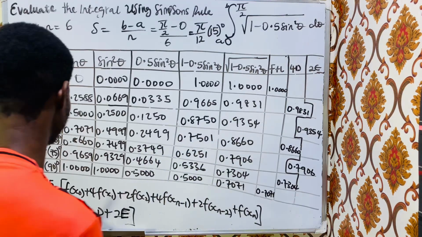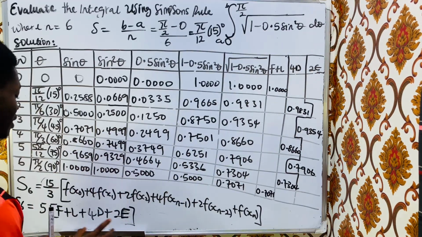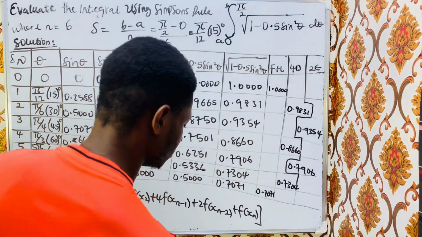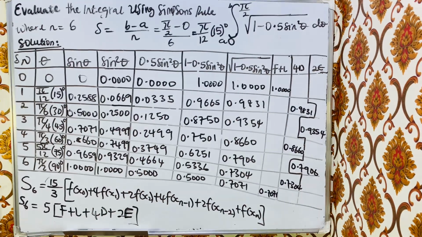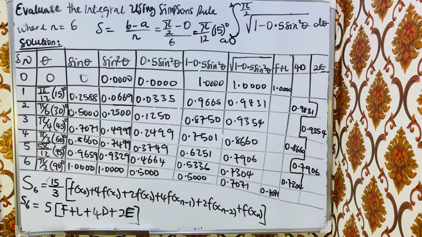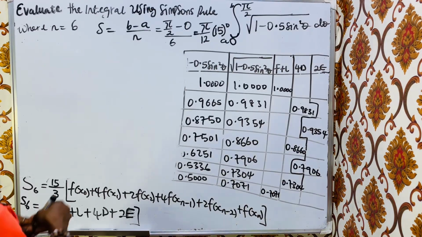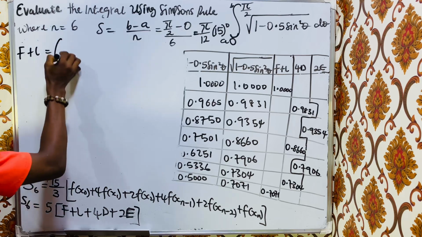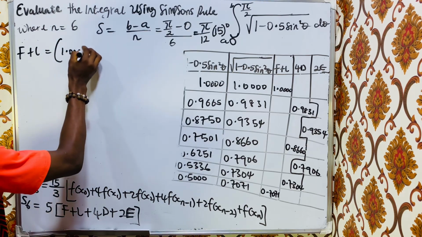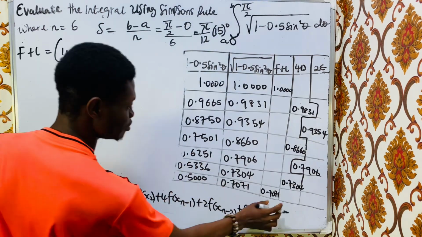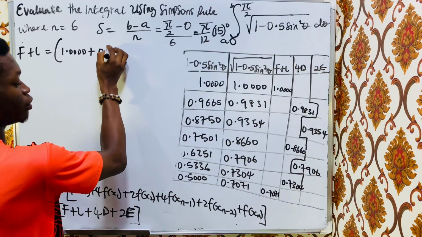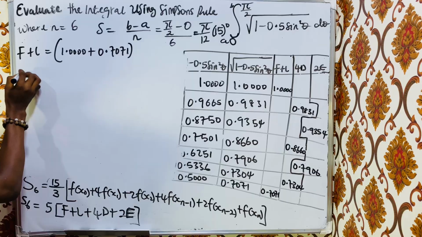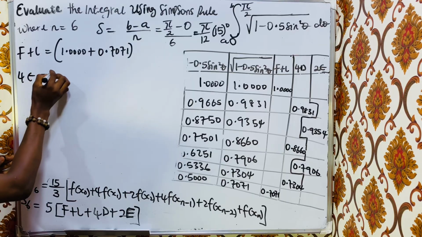So we are going to do first term plus last term. We keep the answer one side. So let me clean this board here. Which one is our first term? First term plus last term will give us what? 1.0000 plus our last term, this one, 0.7071.